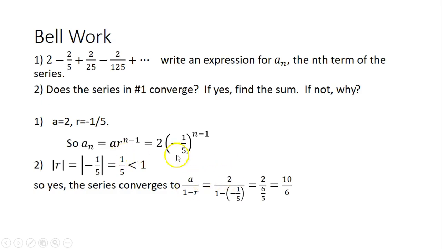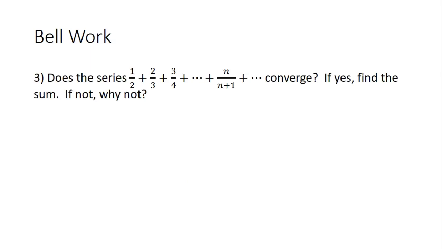So we put 2 on the top, that's our a. Then we have 1 minus a negative 1/5, which is 1 plus 1/5. 1 is 5/5, plus 1 more is 6/5. 2 over 6/5 is 5 times 2 over 6, which is 10/6. You can reduce that to 5/3, I suppose, if you wanted to. Be fancy.